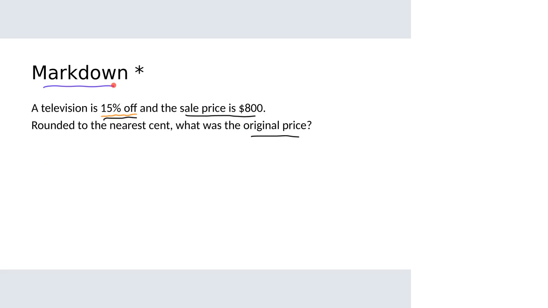So we don't know what the original price was. Again, we'll call that P. And this time, I've got P, the original price. I'm going to subtract 15% of that original price because I'm taking 15% off of the original price. And then I end up with a new price that is $800.